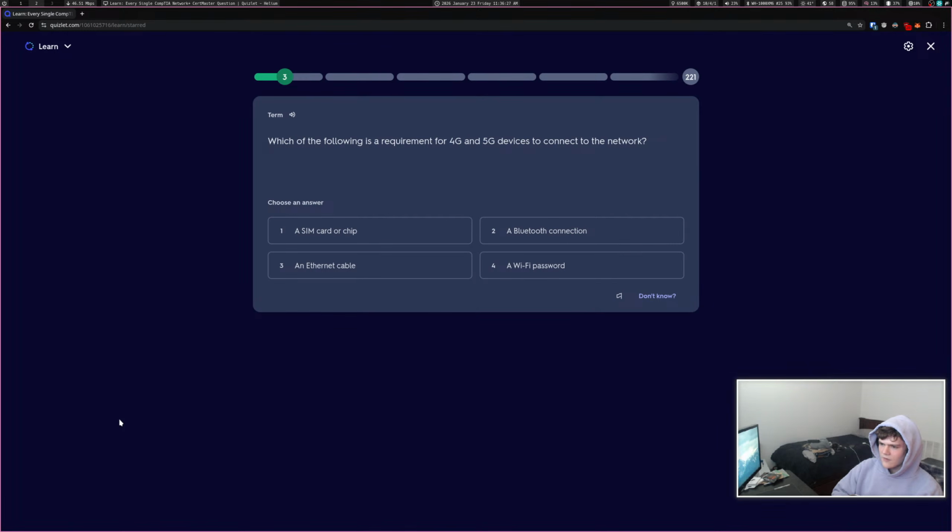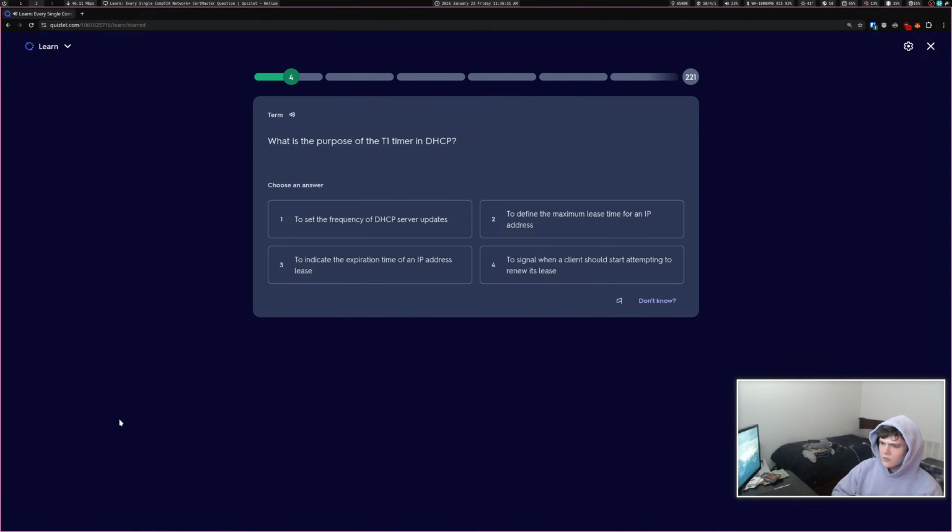For 4G and 5G devices to connect to the network. That'd be a SIM card. I remember finding that one silly because I didn't know what they meant by the network. Like, it could be a Wi-Fi network, and it just happens to be mentioning whatever. Oh, this one. God, I got this one yesterday. Purpose of a T1 timer?